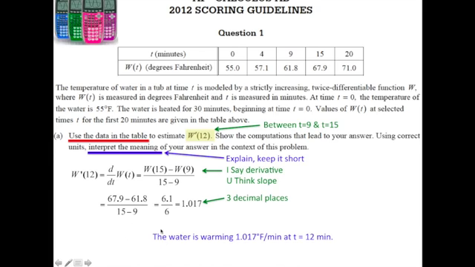So we're looking at the fact that with the water, we have a positive derivative, so that means the temperature is increasing. So something referring to the water is getting warmer by 1.017 Fahrenheit per minute. There's the units, and that's occurring at 12 minutes.